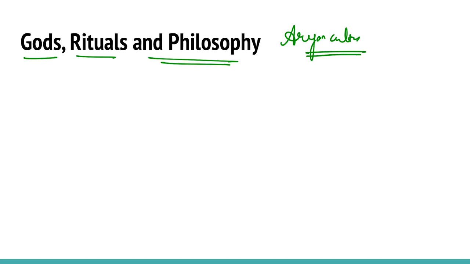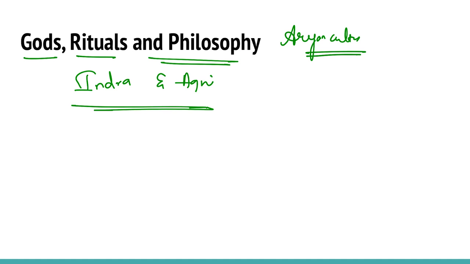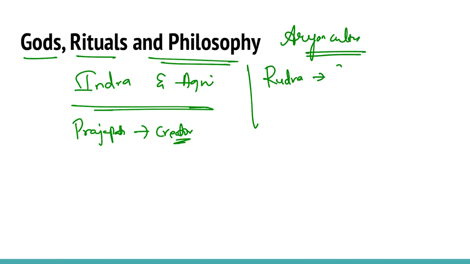The two outstanding Rigvedic gods are Indra and Agni. They lost their former importance. On the other hand, Prajapati is said to be the creator who came to occupy the supreme position in the later Vedic period. Some of the other minor gods of the Rig Vedic period also came to the forefront, called Rudra. Rudra is the god of animals and became the most important in later Vedic times. And Vishnu came to be conceived as a preserver and protector of the people.